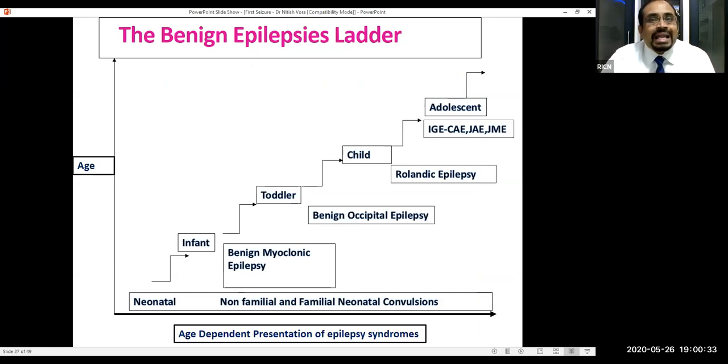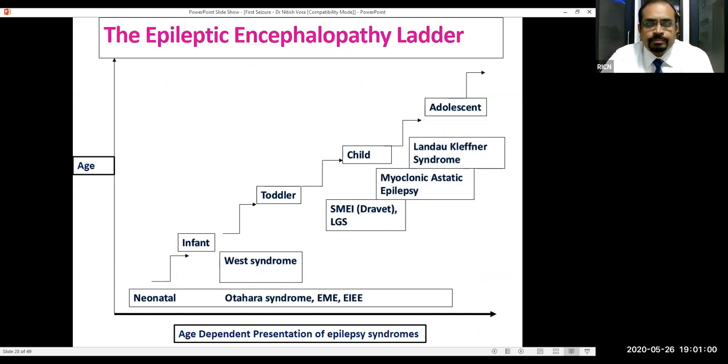If you think of benign epilepsy syndromes, here are some of the age groups, and as you go from infancy to toddler to adolescence, Sanjiv nicely discussed non-familial and familial neonatal convulsions and benign myoclonic epilepsy. Then benign occipital epilepsy like Panayiotopoulos, Rolandic epilepsy, and later on idiopathic generalized epilepsy like CAE, that is childhood absence epilepsy, and juvenile myoclonic epilepsy. They are all benign epilepsy syndromes.